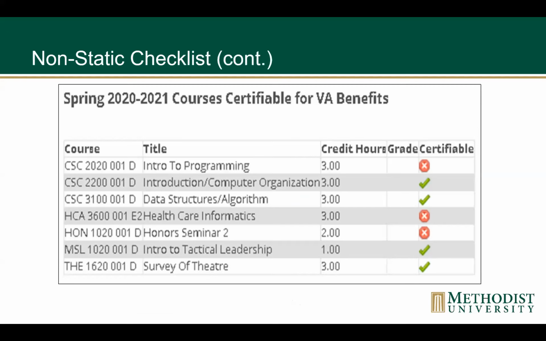This is our example of how the non-static checklist would look on the MU portal. It's pretty self-explanatory. If you don't have one thing, it's X'd out. If you have it, it's a check mark. If you don't have it, that will be a link. You press on it, it will take you to where the document is in the MU portal that you need to complete, and so on. That's just our example of that.